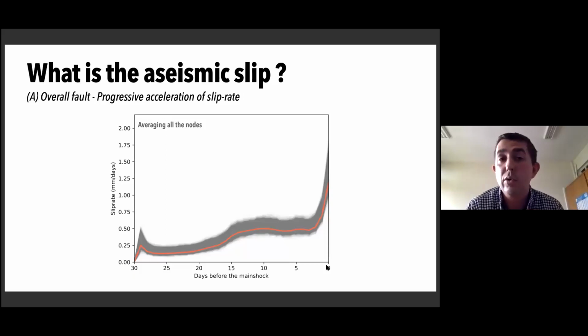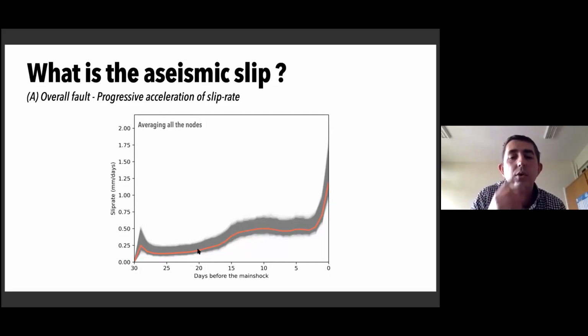And so what do we observe then in terms of the time evolution of aseismic slip? So when you look at the overall fault, this is again what you observe. You observe this nice time evolution in which you progressively accelerate until you reach the main shock here. And this is just, again, averaging the slip rate over the whole fault. So this seems to be a rather well-known nucleation phase.